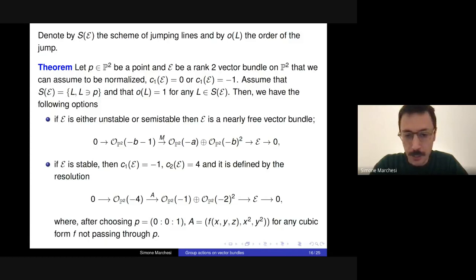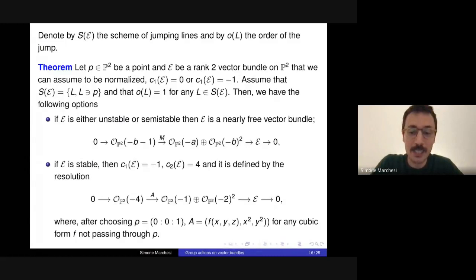where if we choose the point to be (0, 0, 1), then this matrix can be described by any cubic form not passing through the point, and x square, y square. So the question that we ask ourselves is basically, how do we get rid of this last family?